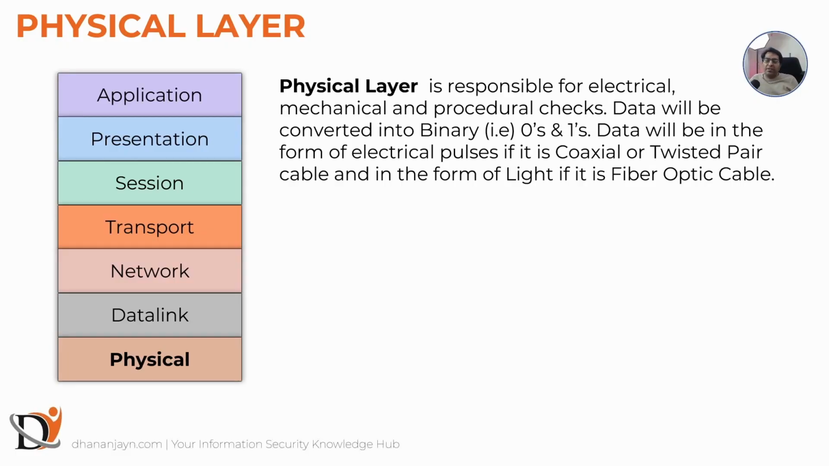So physical layer is responsible for electrical, mechanical and procedural checks. Data will be converted into binary, that is zeros and ones. As we all know, computer knows the binary language, and data will be in the form of electrical pulses if it's a coaxial cable or a twisted pair cable, and in the form of light if it is fiber optic cable. Now coaxial cable is not used in the usual computer communication. It is still used in television.